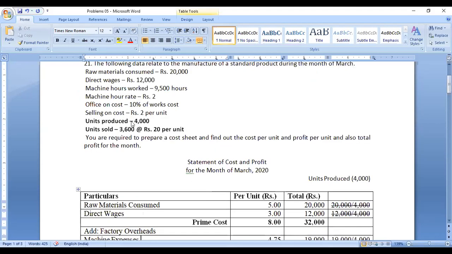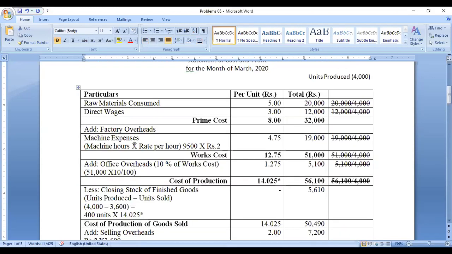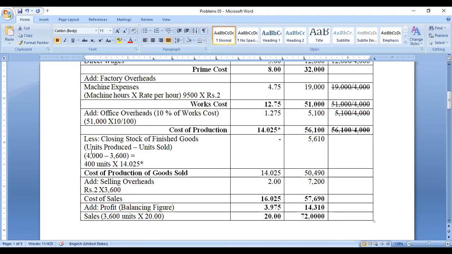All the units are not sold out, so certain units are left out. It is called closing stock. So units produced minus closing stock, that amount is 5,610. Then that amount is the total cost of production. Selling overheads you have to add. Cost of sales is calculated.